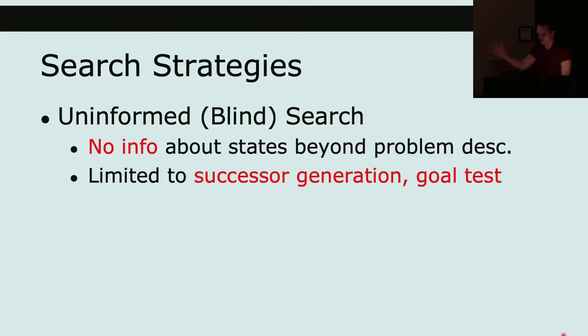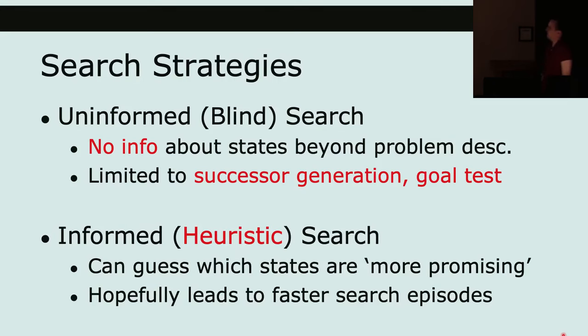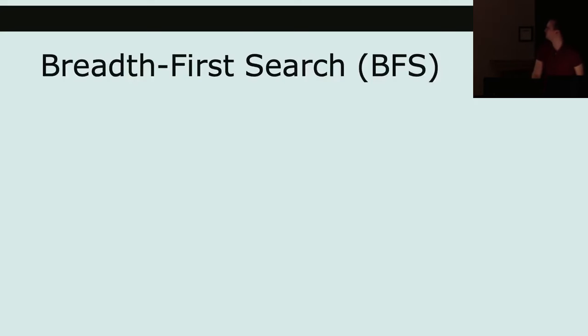So you can generate the next states, you can tell if you're at the goal, but you can't tell, for example, how close you might be to the goal, or a guess at how close you might be to the goal, etc. Informed search, or heuristic search, as I call it, and many people call it, you can guess which states are sort of more promising and hopefully lead you to the goal faster. Okay? And we'll get into all that when we approach that lecture, I think in about 2 weeks.